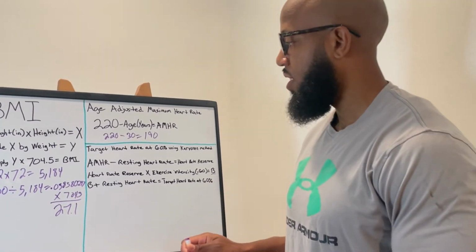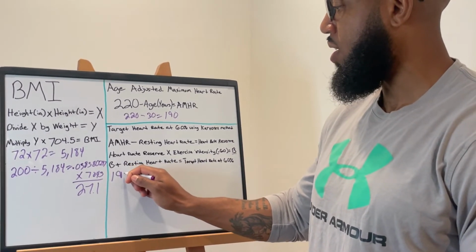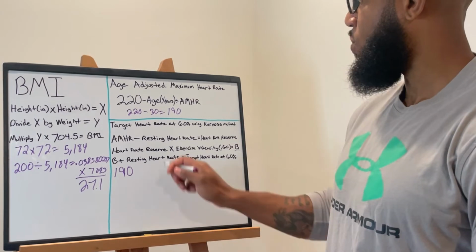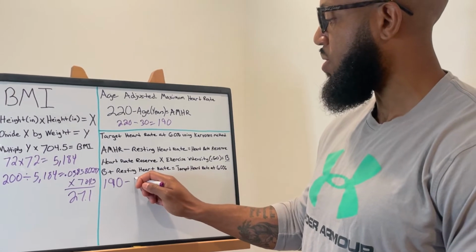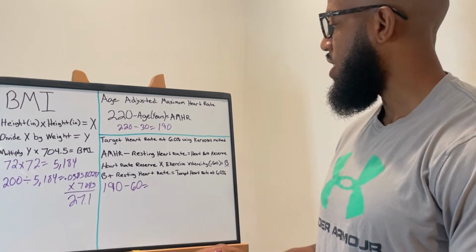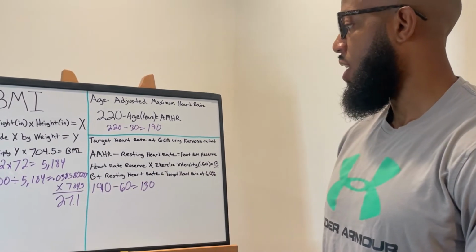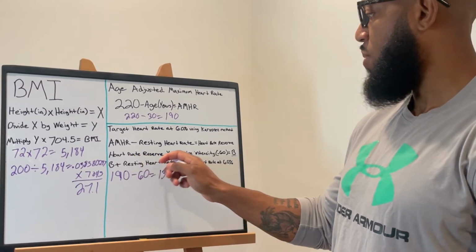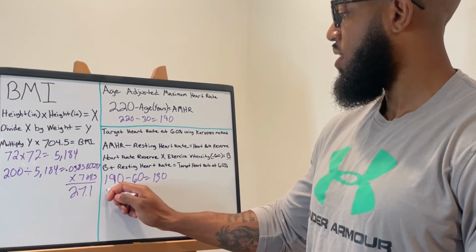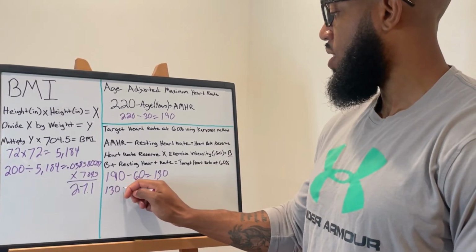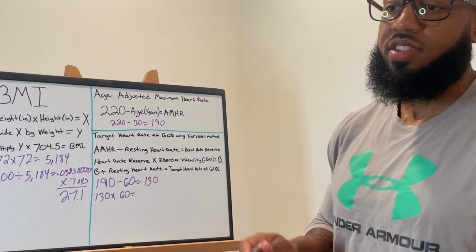So let's begin. So for starters, we already know that our age-adjusted maximum heart rate is 190 beats per minute. All right, and then we're going to subtract that by our resting heart rate. And I've already pre-calculated my resting heart rate at 60 beats per minute. And that's going to give us our heart rate reserve of 130 beats per minute. All right, now we're going to take our heart rate reserve and multiply it by our exercise intensity of 60% or 0.60. So that's going to be 130 times 0.60. And that's going to give us 78.